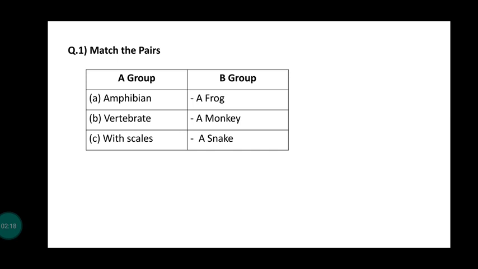So draw the table, A group, B group. First one is amphibian and its answer is a frog. Second one, vertebrate, and its answer is a monkey. And the third one, with scales, and its answer is a snake. You can pause the video and write, or you can take the screenshot and write these questions and answers in your science notebook with good handwriting.